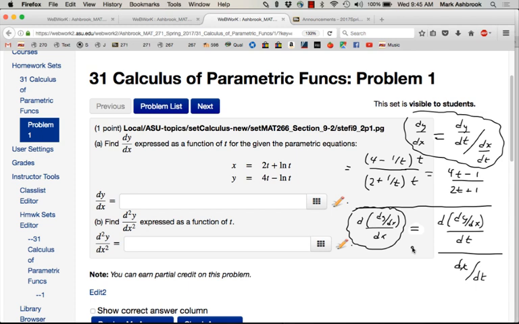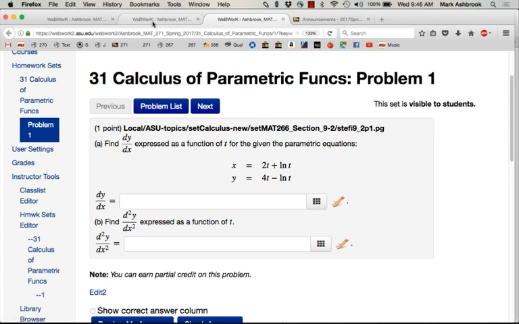So the moral of the story is, if you have the derivative you need with respect to t, and you need it with respect to x, then you can divide by dx dt, and that gets you what you want. If you have it with respect to t and you want it with respect to x, divide by dx dt. It's the same thing in both cases. Okay, are we good? All right, let's do the area one.